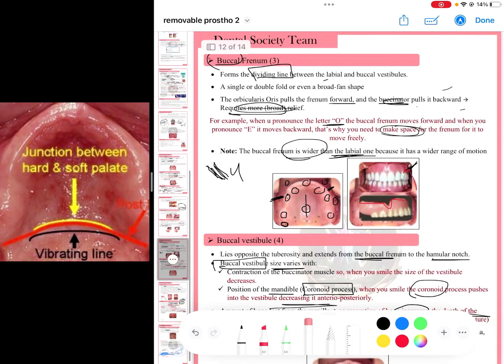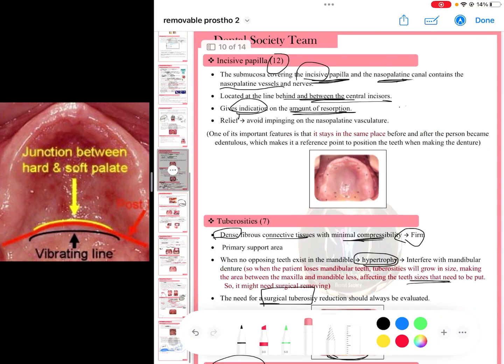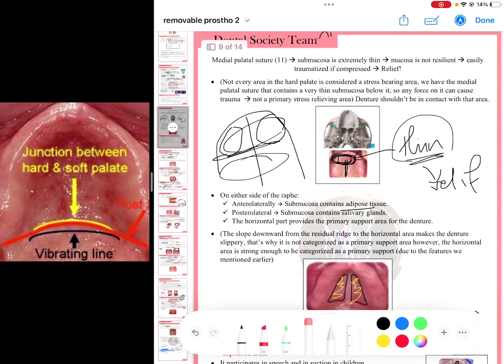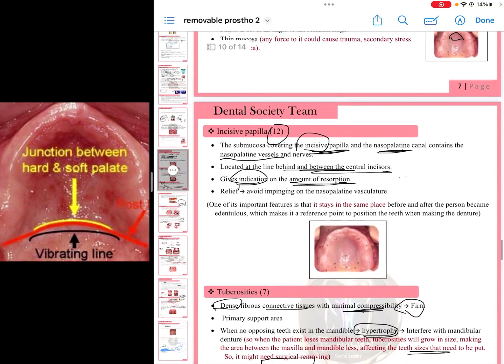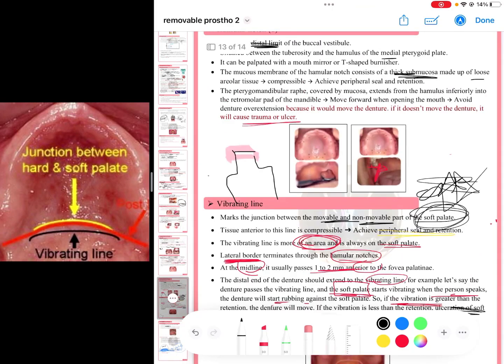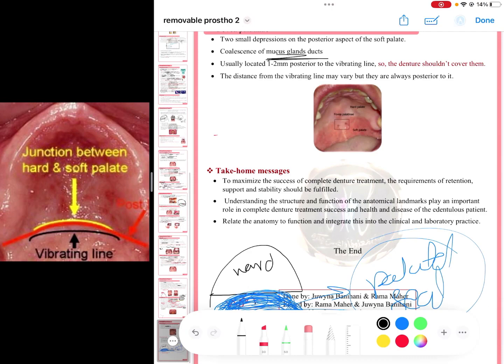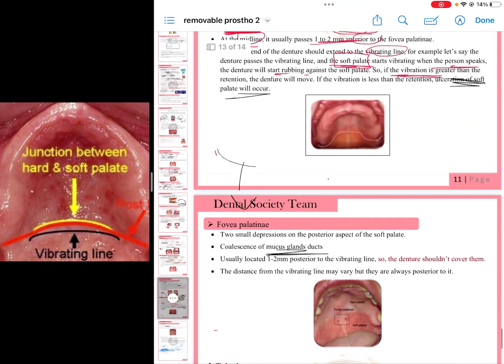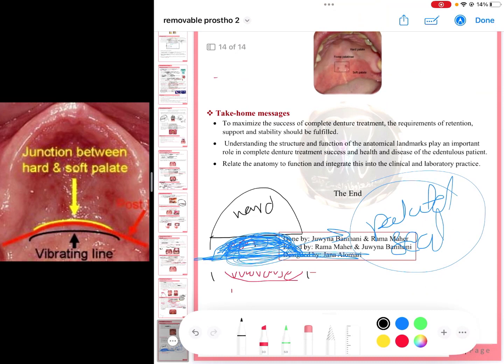That's why, going back to the torus palatinus, we said here that if the torus palatinus extends posteriorly to the vibrating line, posterior to the vibrating line, you have to remove it, because if it extends, how can I create my denture? Because I want to achieve the seal. So my denture has to end at the vibrating line and, as I said, anterior to the fovea palatini.